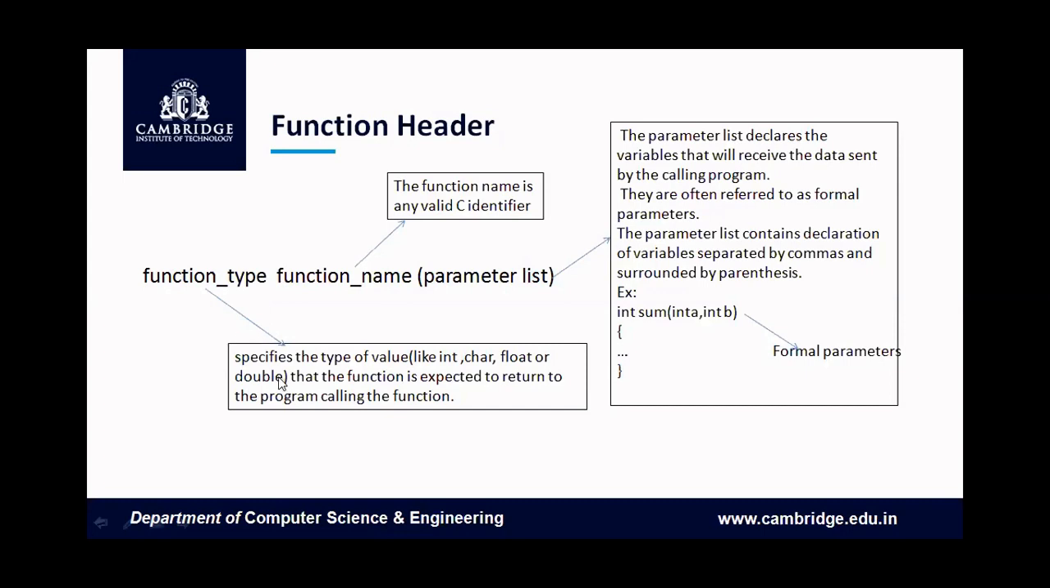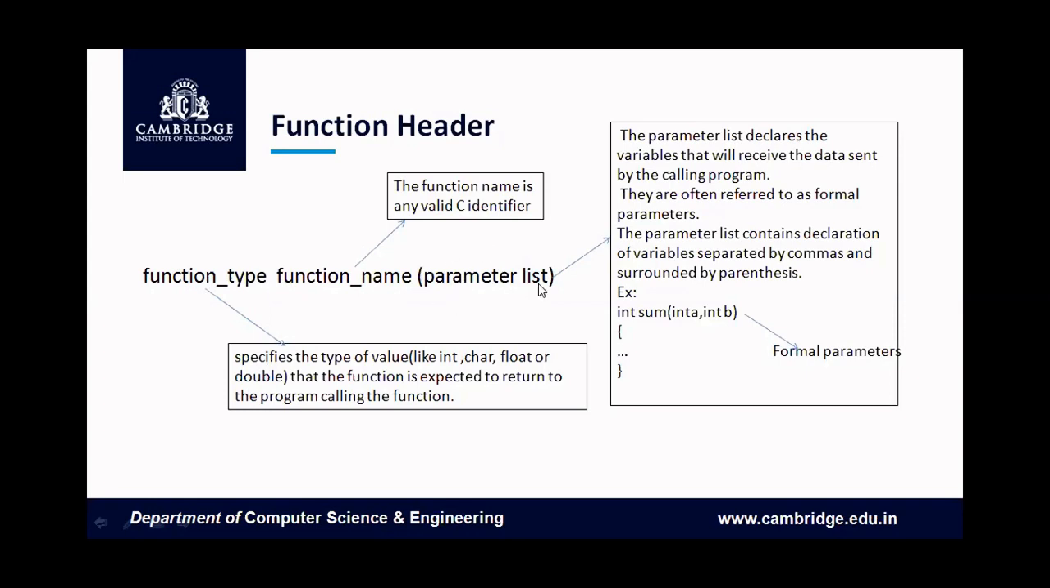If a function is returning a character value, then it is a character data type. If the function is returning float, then it will be float type. Now, what is this function name? This is a valid C identifier. You can give here any valid C identifier. Already we have studied there are 6 rules you have to follow. The same rules will be applicable for this function name.